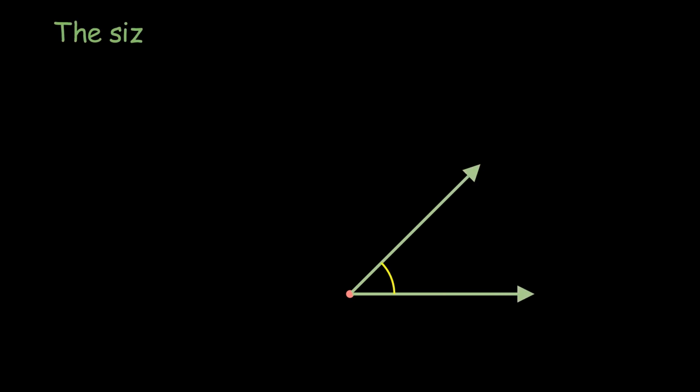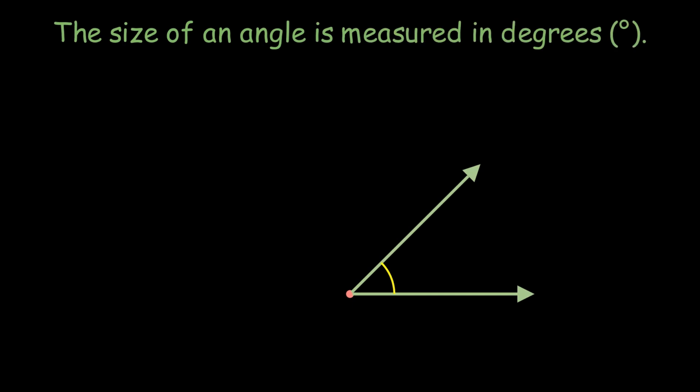Now let's bring back our intersecting rays. The size of an angle is measured in degrees. Take for example, the angle formed by these two rays is 45 degrees. Notice that when we move one ray further away from the other, the angle increases. Now we have a 90-degree angle. If we move over further, we get an angle of 180 degrees.